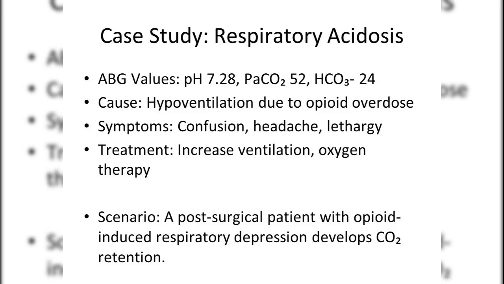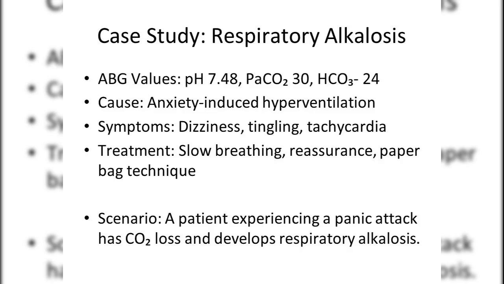In this case study, a patient with a pH of 7.28, PaCO2 of 52, and HCO3 of 24 is diagnosed with respiratory acidosis due to hypoventilation from opioid overdose. Symptoms include confusion and lethargy, and treatment involves increasing ventilation and oxygen therapy. Here, a patient with a pH of 7.48, PaCO2 of 30, and HCO3 of 24 is experiencing respiratory alkalosis due to anxiety-induced hyperventilation. Symptoms include dizziness and tachycardia, and treatment focuses on slow breathing and reassurance.